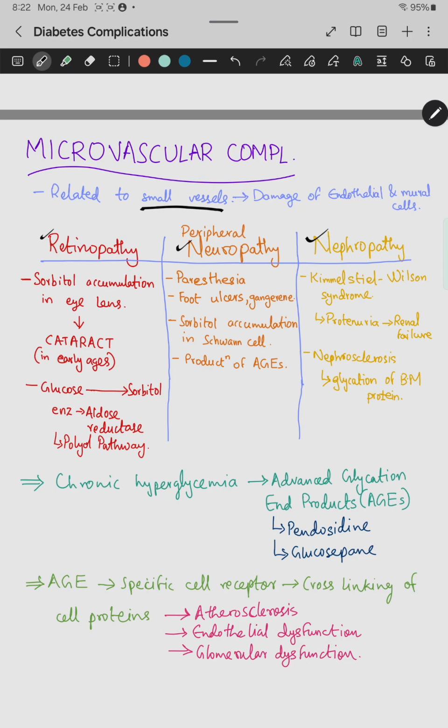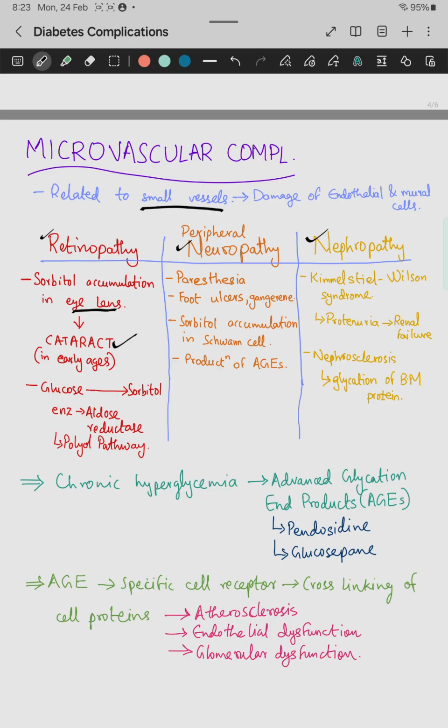First, retinopathy. Retinopathy is due to sorbitol accumulation in the lens. Retinopathy simply means damage in the retinal area or in the eye. It's a complication seen in the eye. It is due to sorbitol accumulation in the eye lenses, and that causes cataract at younger ages, that is, early ages. Cataract is usually seen in old people, but in retinopathy, cataract is seen in younger individuals, and it is due to sorbitol accumulation.